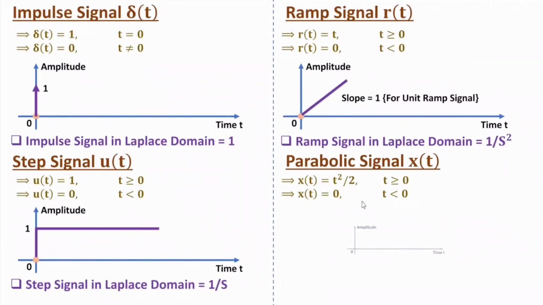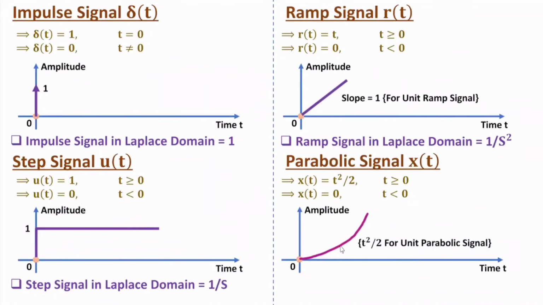If you observe this graphically, then it will be increasing in proportion to t square by 2, right? So this is not a straight line, right? It is a parabolic curve. And for the unit parabolic signal, x of t is t square by 2 for t greater than 0, right? And the unit parabolic signal in the Laplace domain has the value 1 by s cube.